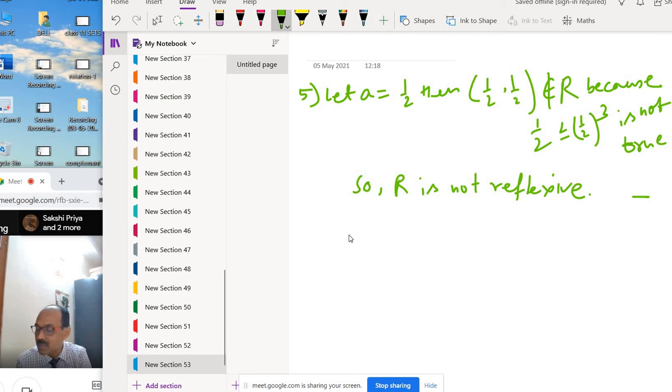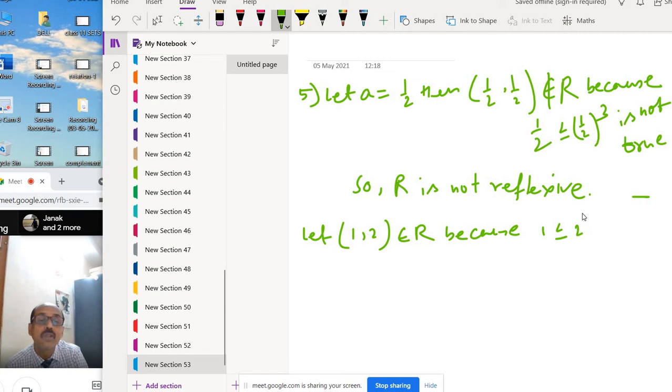1 less than or equal to 2 cube, it's okay. So let (1, 2) belong to R, because 1 less than or equal to 2 cube is true. 1 less than or equal to 8, because of the condition a less than or equal to b cube.